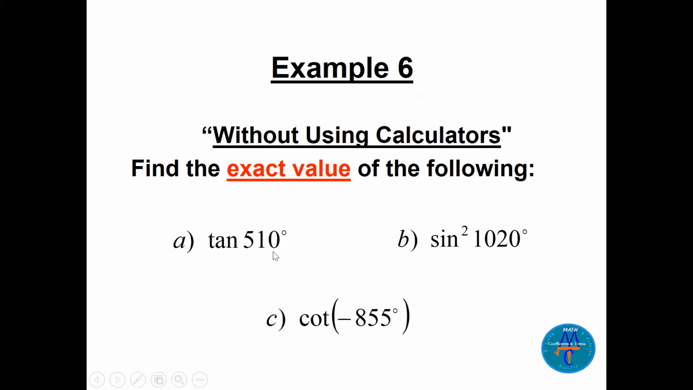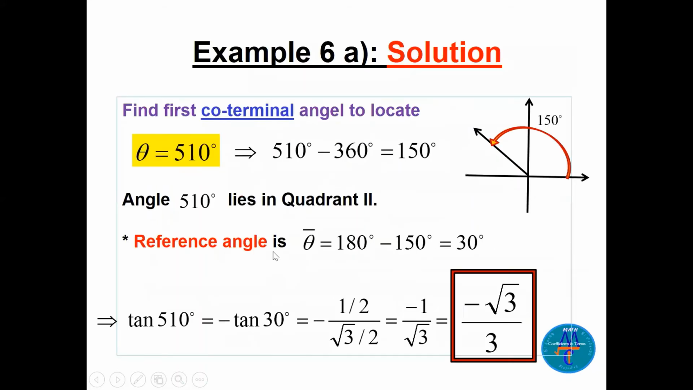Let's take the first one, tan 510. Now, as I mentioned, 510 is a big angle, so we have to find the coterminal. So let's subtract only one complete cycle, minus 360, it will be 150. So 150 here lies in quadrant 2. So in quadrant 2, remember the reference is 180 minus the angle 150, it will be 30. So tan 510.